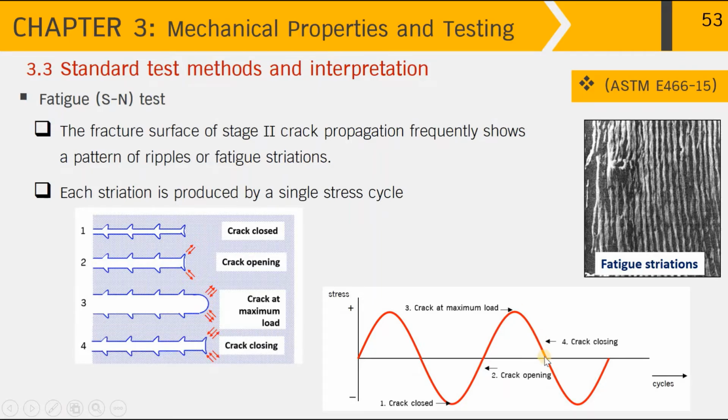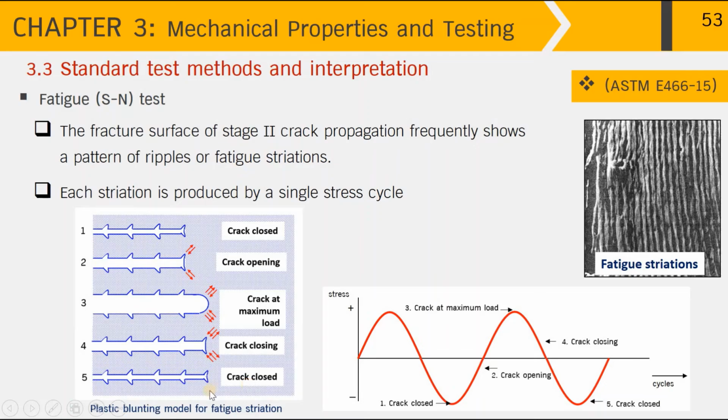When the load is going down, the crack is now closing. The slip is then acting in the opposite direction. And finally, we come to the closed state of the crack when the load is coming down to the minimum level of load, back to where it started. And now over here, at the 5th step of the fatigue striation, we now have 1, 2, 3, 4, 5 striations, which is 1 striation more than the one that we started with.